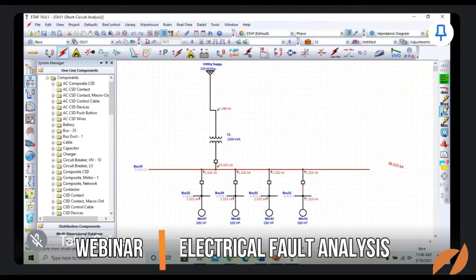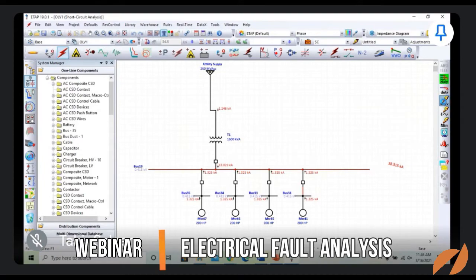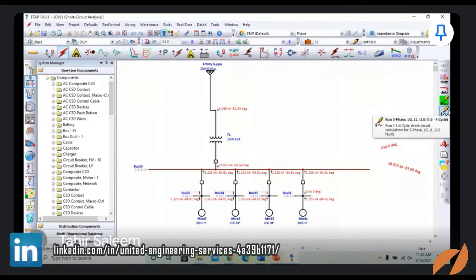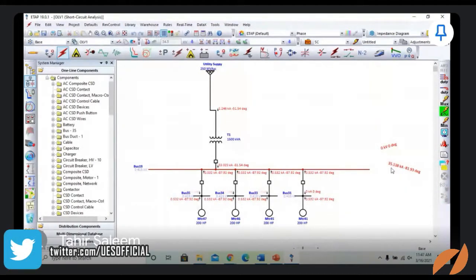So if we run our short circuit on this option, you can see that the highest short circuit current we are getting is the same as we just noticed in the duty cycle, that is 38.315, because the duty cycle also shows the maximum short circuit current. Now let us find the current from 1.5 cycle to 4 cycle, and what amount of current we will be getting. Here you can see we are getting 35.138 kiloampere of current.